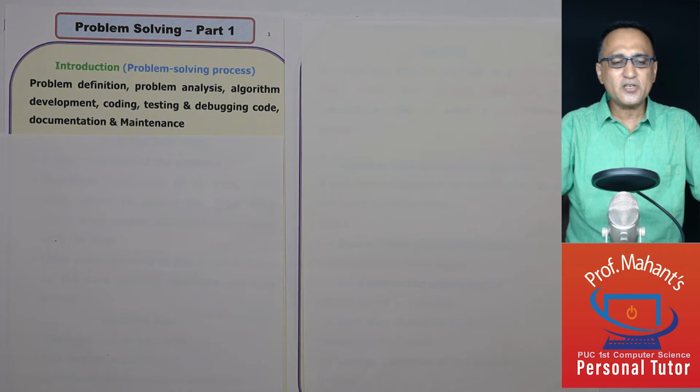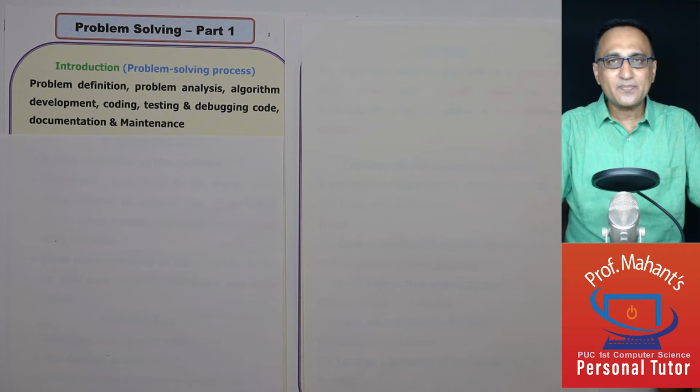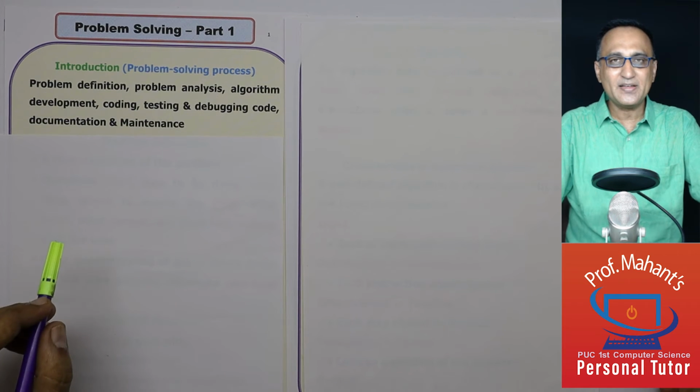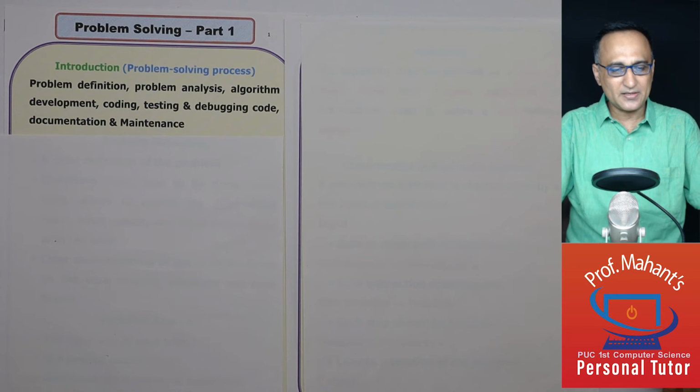Because the government could bring in new rules. For example, say you have 70 sleeper seats in a train bogie. Suddenly the government decides to reduce it to 60. Then the whole way your logic works has to be modified. This is an example of maintenance.